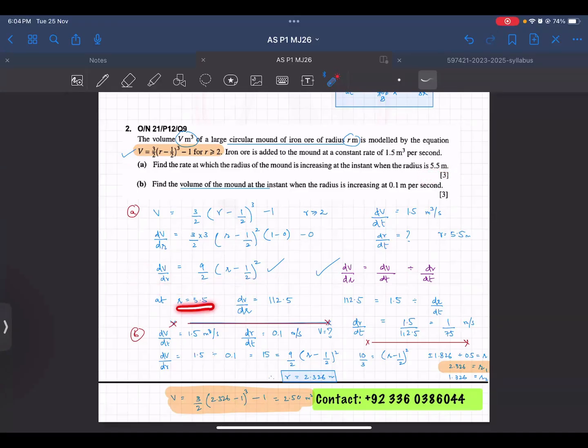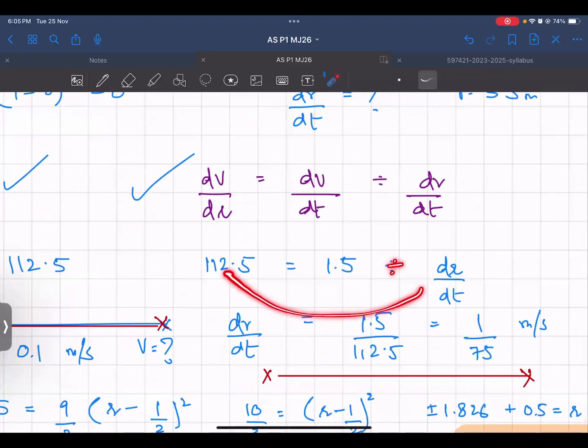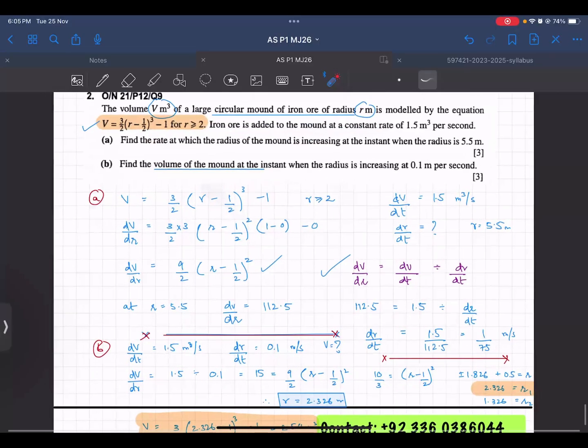So when my radius is 5.5, I use the calculator. I got the value of dV by dr as 112.5. So in the formula, I replaced this 112.5. I already had this 1.5, and now I wanted to find this dr by dt. So this is dividing over here. It would go over there and multiply, and this would come down and divide. So 1.5 divided by 112.5. So yeah.